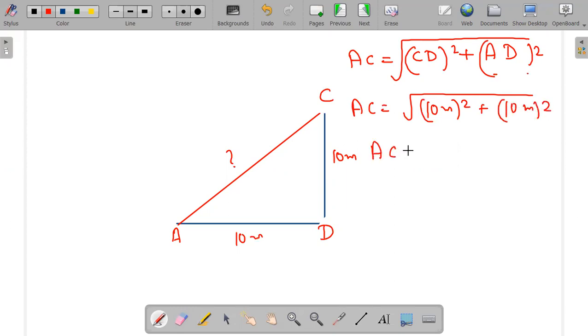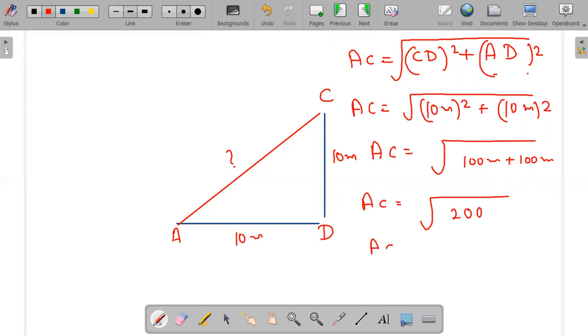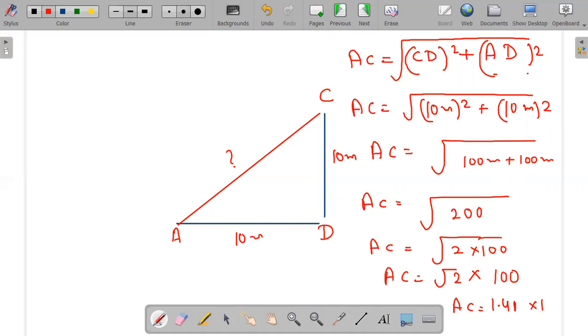So AC squared is equal to 100 meters plus 100 meters. Again AC squared is equal to 200, which is 2 into 100. Now I will remove the square by taking the root, and AC will be root 2 into 100. So AC is equal to, what is the value of root 2? The value of root 2 is 1.41, and this is 100.